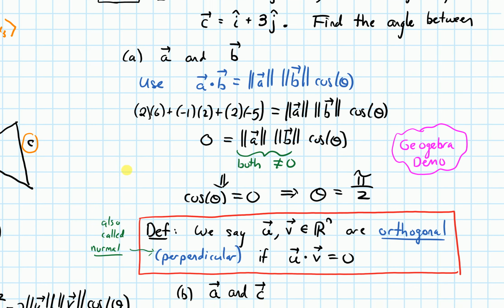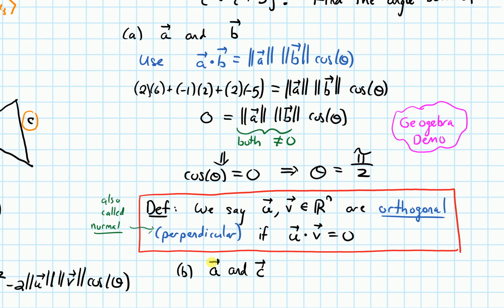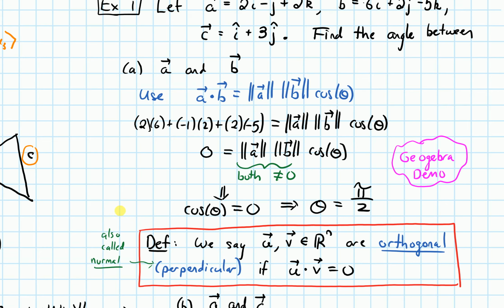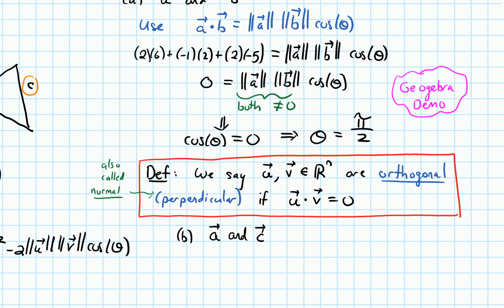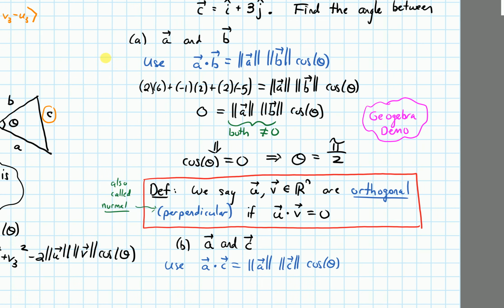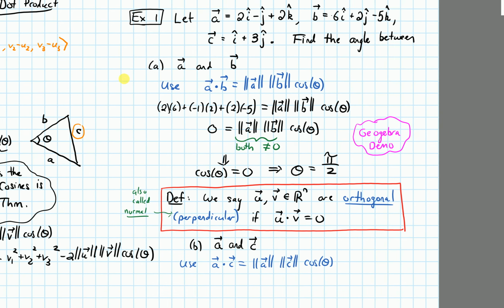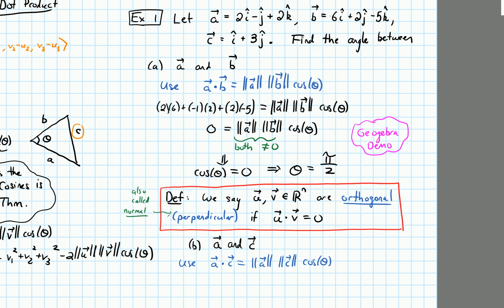All right, so now let's do another problem like this. Let's find the angle in between A and C. I want to use the same general idea, my dot product formula, but this time with A and C. So use the fact that A dotted with C would be the length of A times the length of C times the cosine of the angle in between these two vectors. Okay, so let me zoom out a little bit so I can see all my vectors and start to take these dot products.